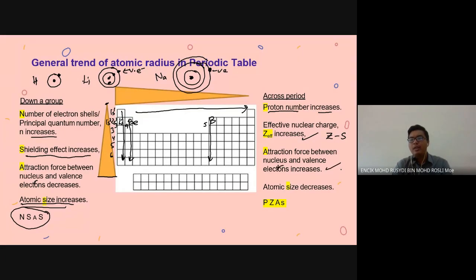increases as well. Okay, so effective nuclear charge is actually the tendency of the protons to pull the electrons towards them. So the stronger it is, the stronger the attraction is. Okay, therefore the atomic size decreases. That is why going across the period, size decreases because of the increasing effective nuclear charge, which increases the attraction force between the nucleus and valence electrons. Okay, so that is generally the trend.